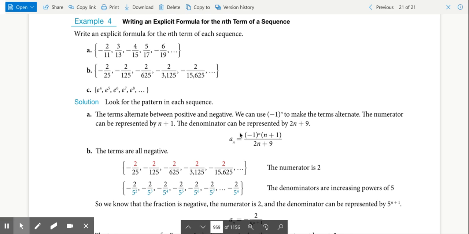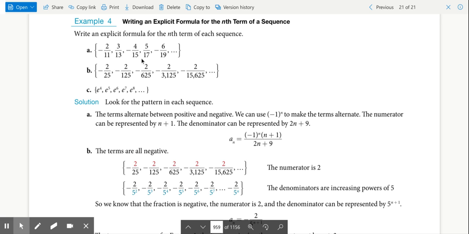And then you're just looking for, okay, what's the pattern for the top? Well, it's just going up by 1. It's starting at 2 and going up by 1, right? So I can just call that n plus 1. This is 1 plus 1, 2 plus 1, 3 plus 1, 4 plus 1. So I can just call that n plus 1.